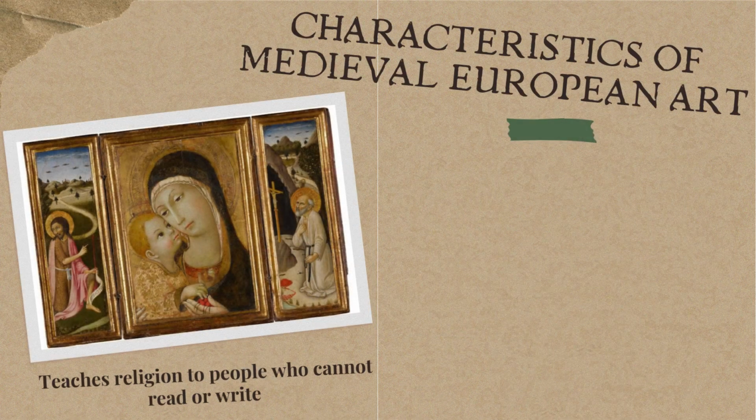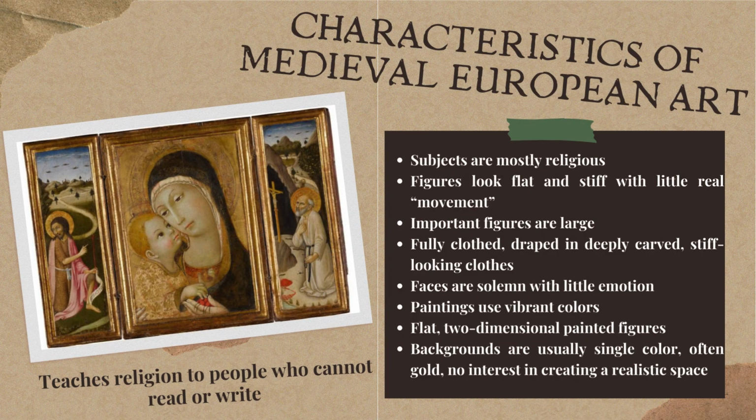So we move on to the characteristics of medieval European art, and so subjects during this are going to be mostly religious. The figures are going to look flat, they're going to look stiff, they don't really look like they're moving very much, not realistically anyway. Important figures are large, everything else is kind of small. The backgrounds are usually going to be more one color. They don't really have much emotion on their faces. They're very vibrant in color, but it's not in a realistic looking way. They're flat, two-dimensional. It doesn't look 3D really at all.